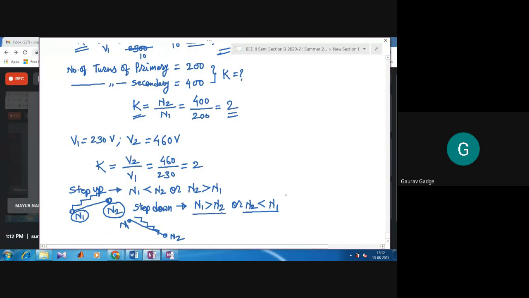Even for transformation ratio K के बारे में भी हम लोग कह सकते हैं. What we can say for K? K क्या है आपका? K is equal to N2 upon N1. So if K is higher and N1 is lower, if N2 is higher, N1 is lower, so what we can say about K? K आपका higher रहेगा या lower रहेगा? K will be higher.